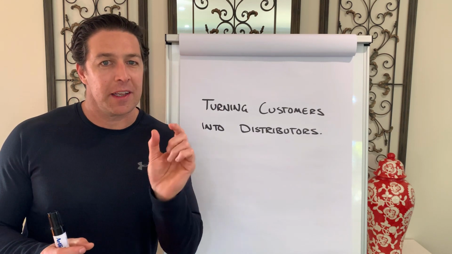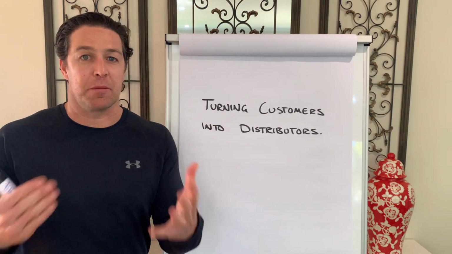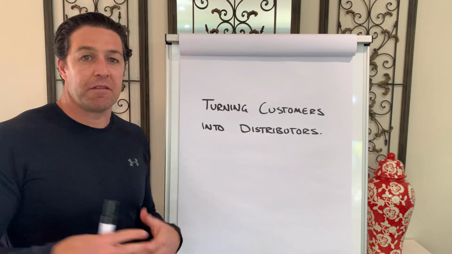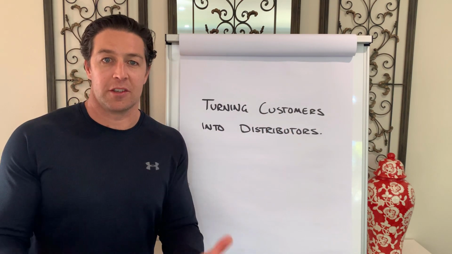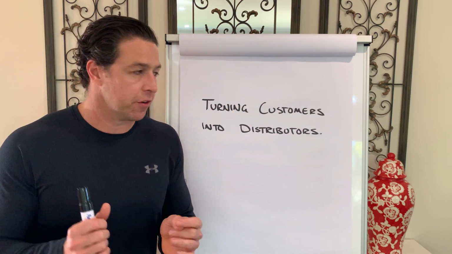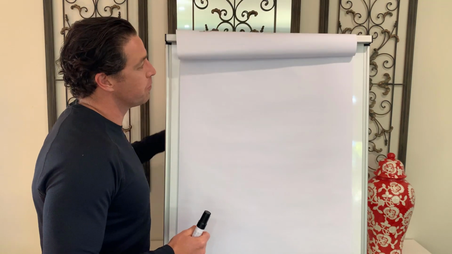and show you some of the language changes and some of the things you can say to really help speed up this process, and then you can actually take it further as well. So you can go from customer to distributor to business builder to leader. Like, we want to go through that process. So let's get a fresh sheet of paper.